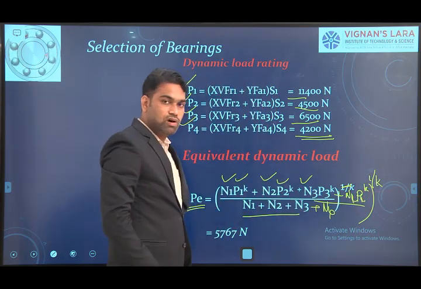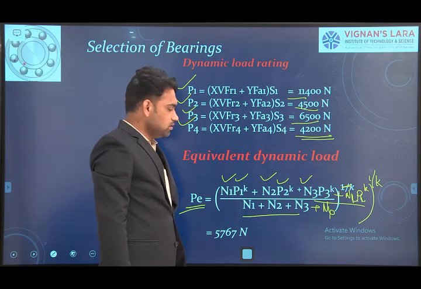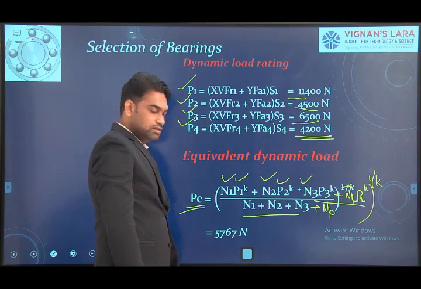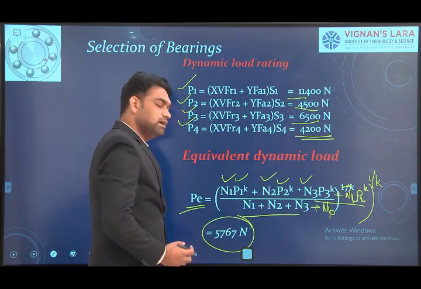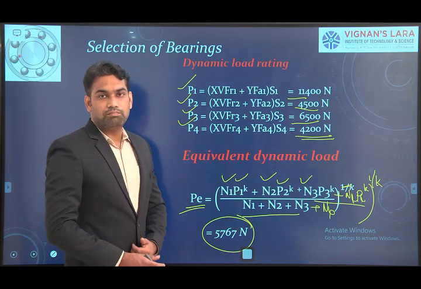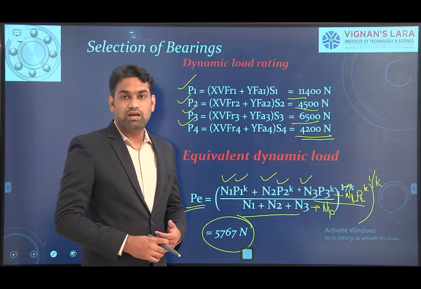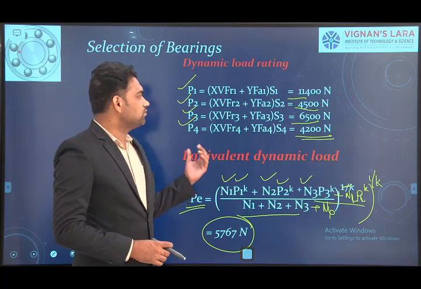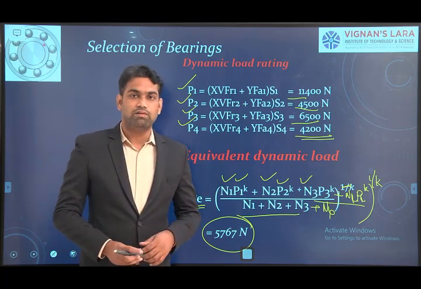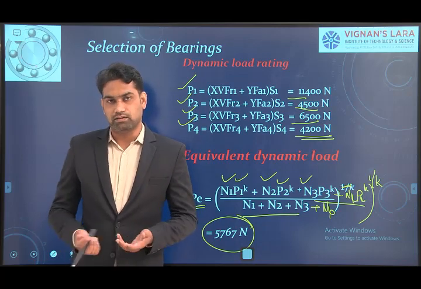K is constant for ball bearing, and it is taken as 3. So you can substitute all the values in this equation and get the equivalent dynamic load for the bearing in a variable loading condition. It is given by 5767 newtons. Clear?